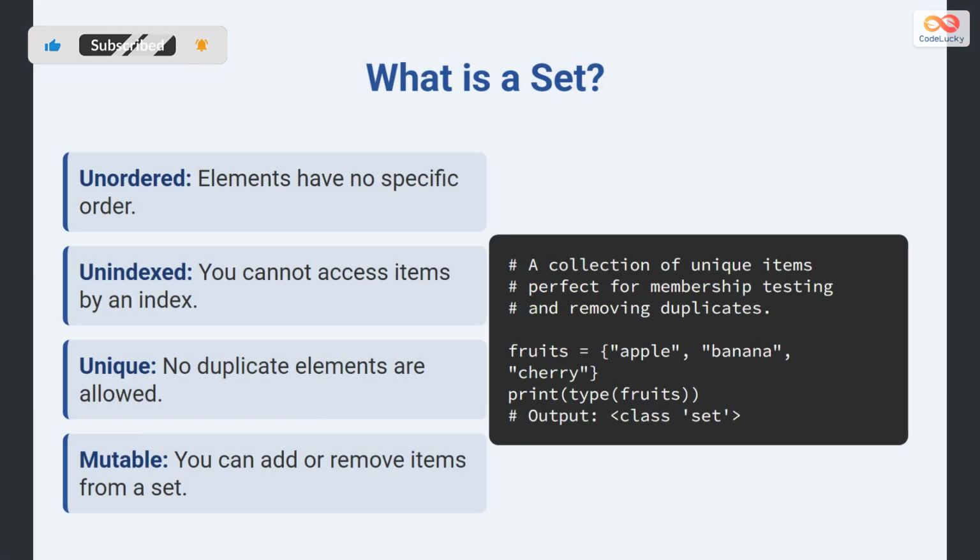So, what exactly is a set in Python? Think of it as a special type of collection. Its main characteristics are that it is unordered, meaning the items don't have a specific sequence. You also can't access items using an index. Most importantly, sets only store unique elements, so no duplicates are allowed. Finally, sets are mutable, which means you can change their contents by adding or removing items.